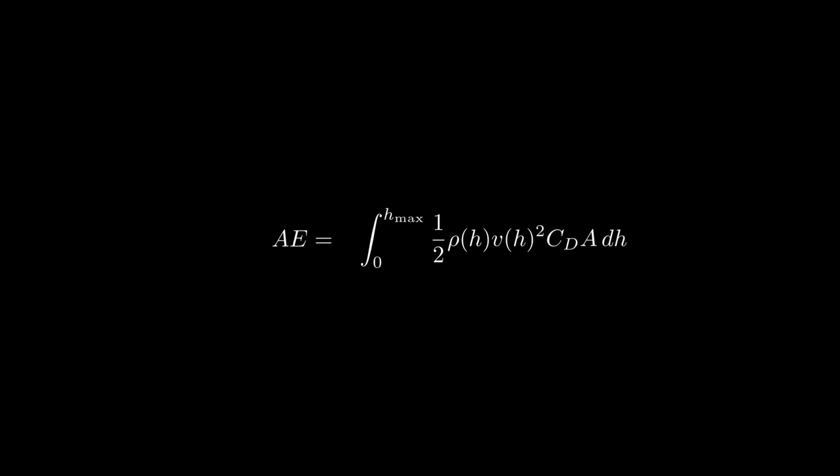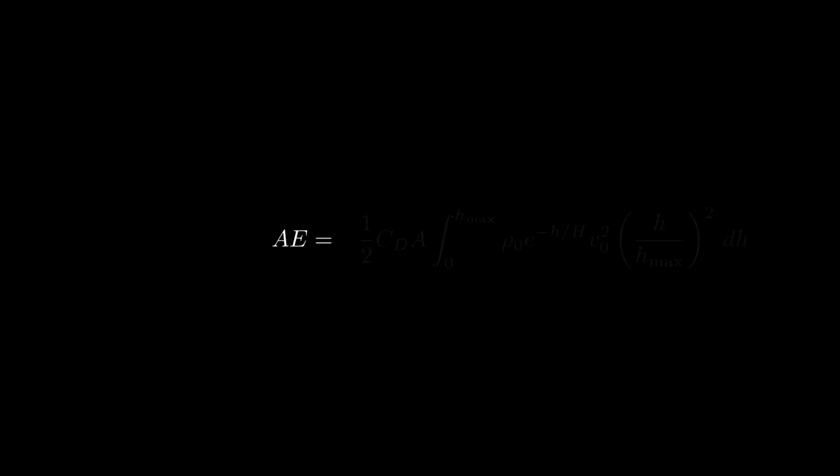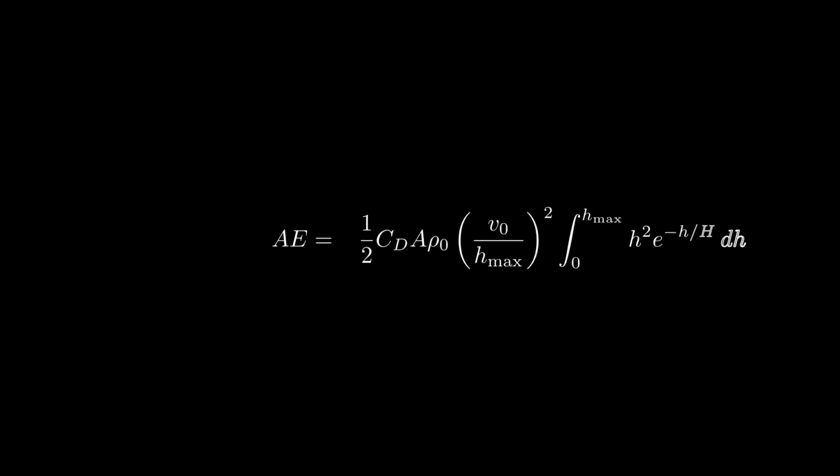Thus, rho at the altitude h equals rho 0 times the exponential of minus h over the constant big H. Also, we assume that the velocity of our spacecraft is changing linearly, 0 at the surface of the Earth and Vmax at LEO. Thus, V of h equals V0 times h over hmax. After substitution and factoring the constant, we get the following equation. Fortunately, this integral has an analytical solution, which we will cover later on.